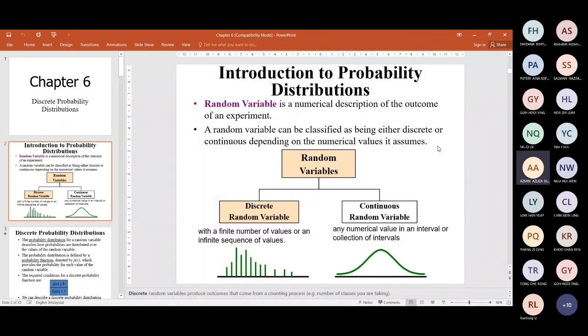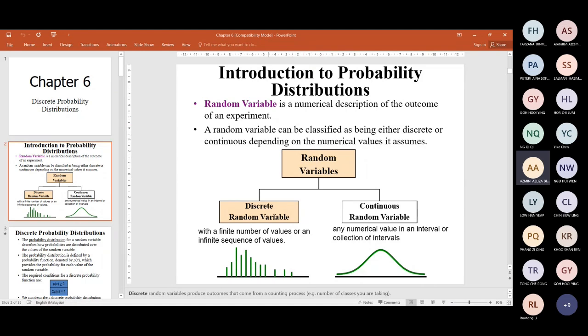All right, this is just some of the basic concepts. The first one is on random variable. So random variable is basically just the numerical description of the outcome of an experiment. We know what the outcome of the experiment is, right? Last week you learned about experiment and outcome. So this is just the way you describe the outcome in numerical form. Okay, that is random variable.